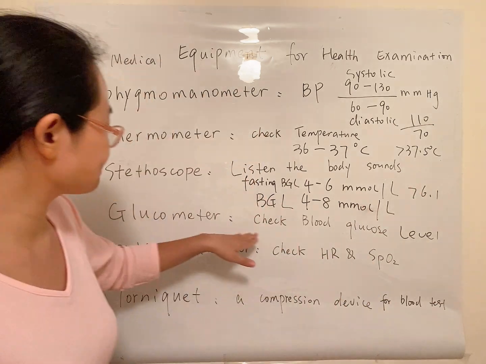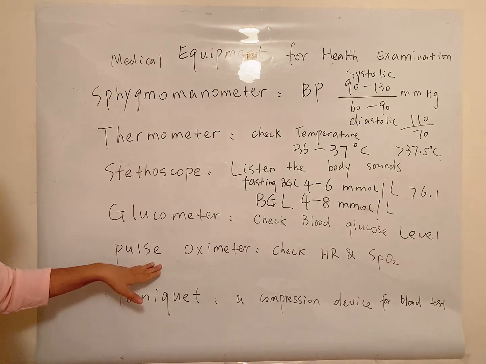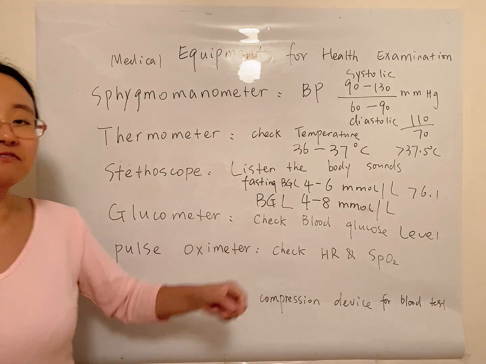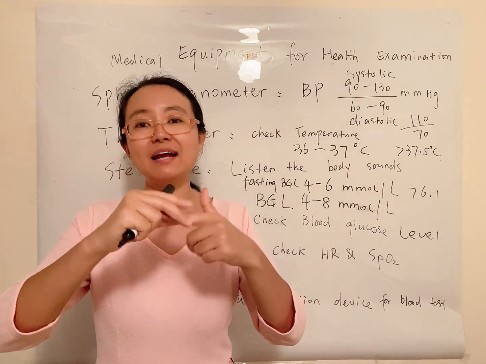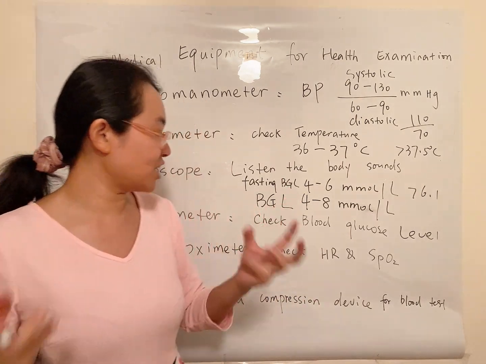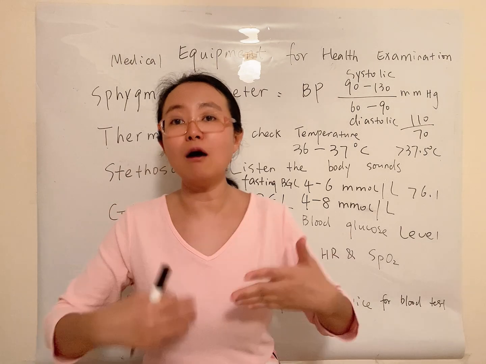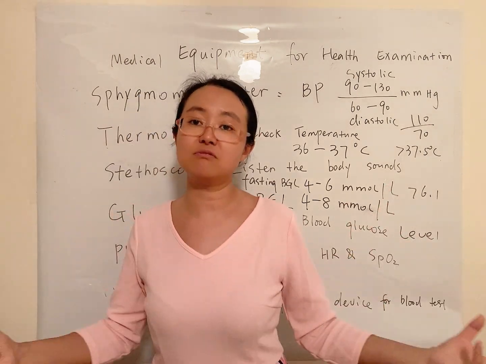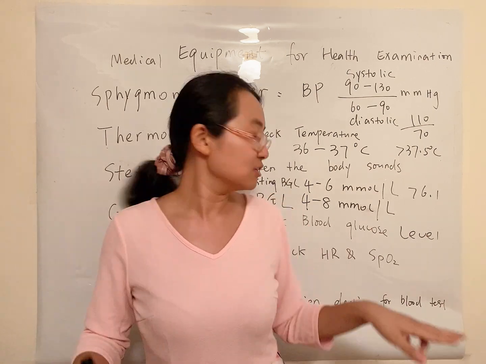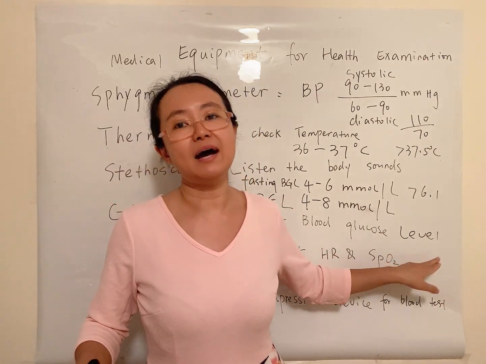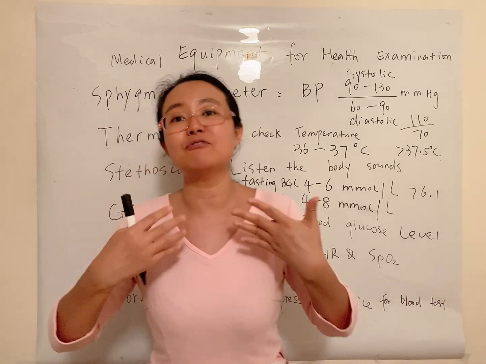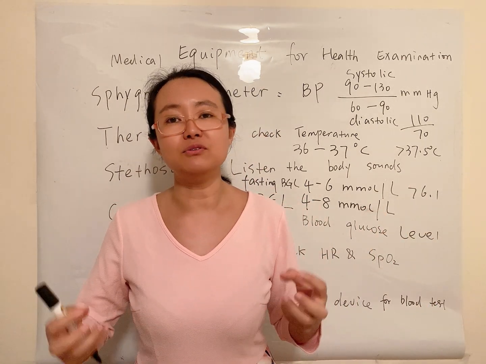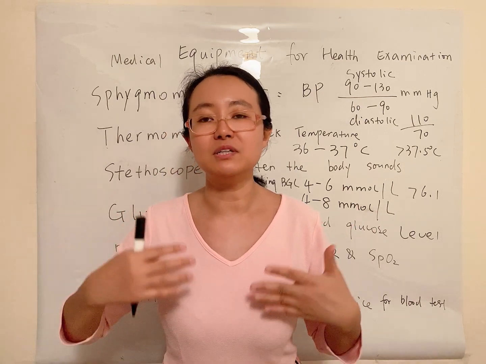Next one I want to introduce is a pulse oximeter. A pulse oximeter is a very small device that is applied on your finger to check your heart rate or pulse rate and the SpO2, the oxygen saturation. So oxygen saturation can tell you whether you have enough oxygen in your blood, and whether you need oxygen to be delivered.